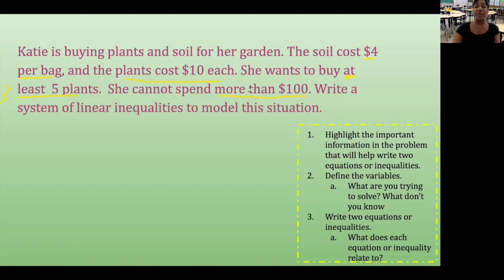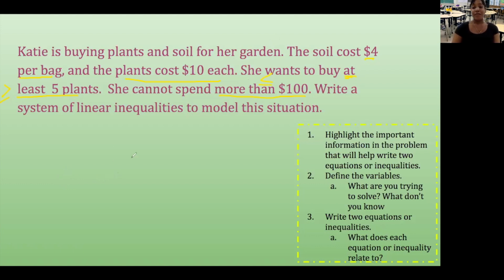And she can't spend more than 100 means that she's comfortable spending $99. She's comfortable spending $50, but there's no way she could spend even $100 and 1 penny. Like it has to be $100 or less. So we want less than or equal to $100. So write a system of linear inequalities to model this situation.